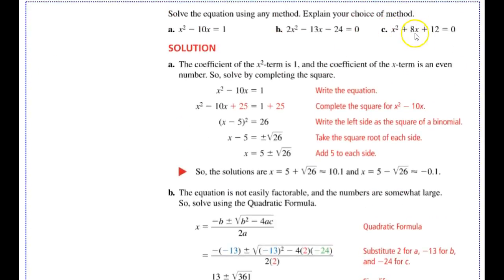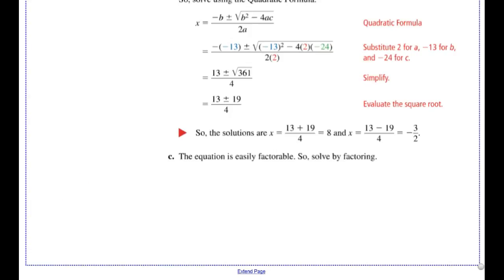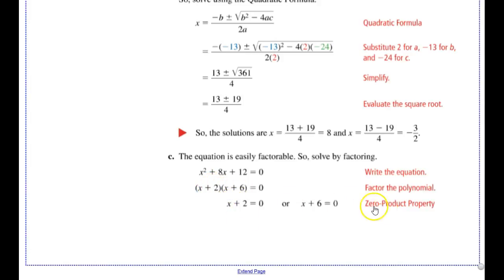So I've got x squared plus 8x plus 12. Well, this to me looks like I can go ahead and factor it pretty easily because I know that 6 times 2 is 12 and 6 plus 2 is 8. So I'm going to go ahead and factor this one. Okay, so I write my equation. I write it out factored. And like we said, 6 times 2 is 12 and 6 plus 2 is 8. Then I use my zero product property, setting each piece equal to 0, and then I solve for my x. So I have my two solutions at negative 2 and negative 6.